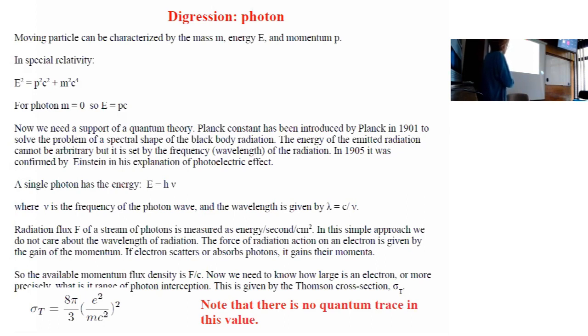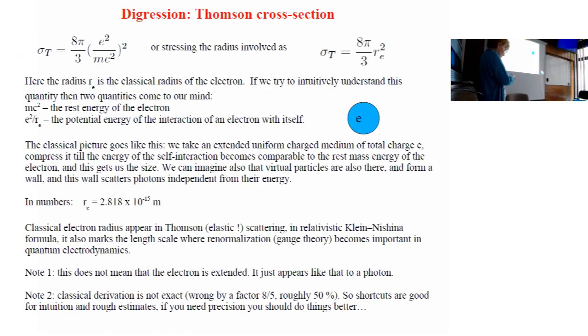Now we have to know the surface of the electron, or the cross section, saying more scientifically. And in the case of fully ionized material, this Thomson cross section, usually described as sigma T, is equal to this formula. And notice that in this formula, there is no Planck constant. So this formula is purely classical. That's kind of amazing, but this is how it works. So, next digression.